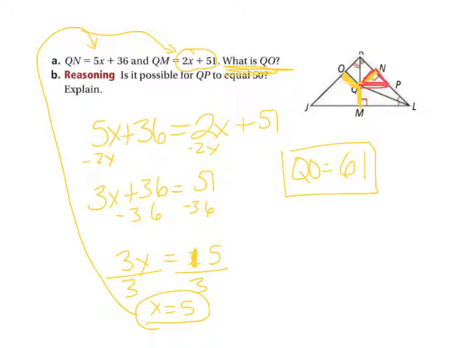And I know that in a triangle, the hypotenuse has to be the longest. And since I've already designated all of those little yellow legs that QN has to be 61, QP has to be bigger than 61. So I'd say no to that. Must be bigger than 61.